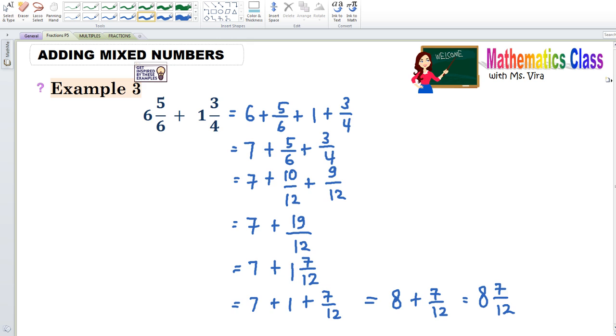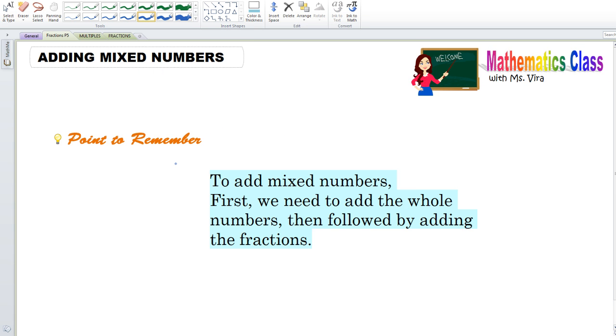Okay, so here is the point to remember: to add mixed numbers, first we need to add the whole numbers, followed by adding the fractions. Okay guys, I hope you understand.